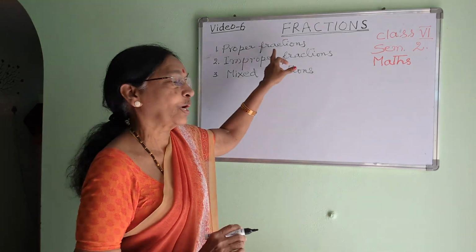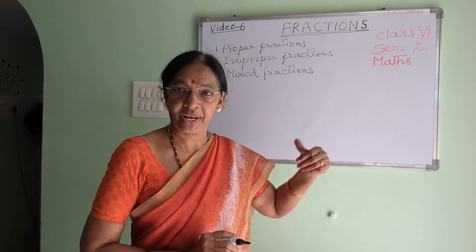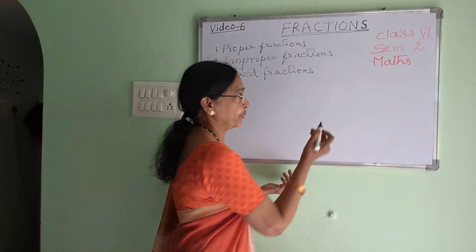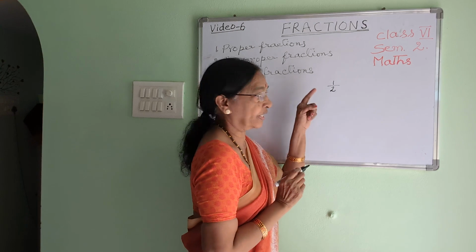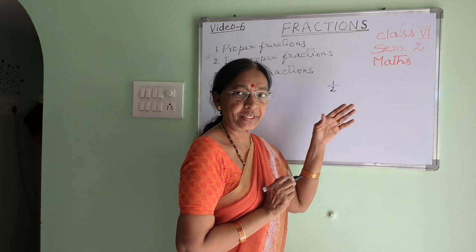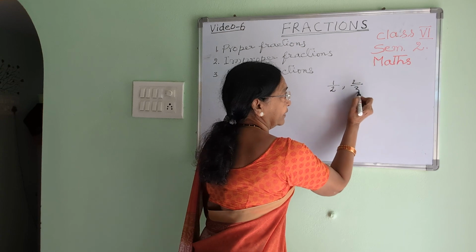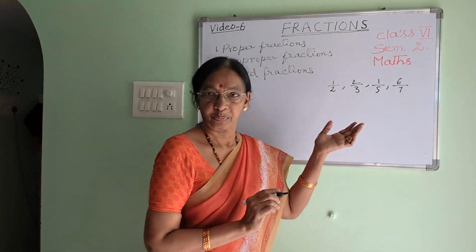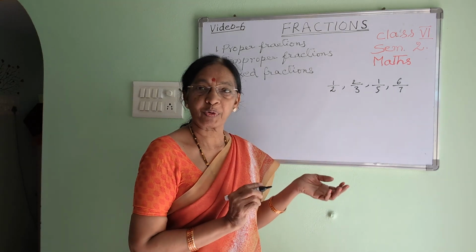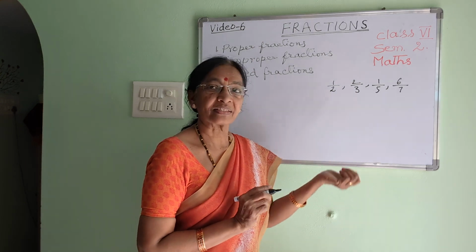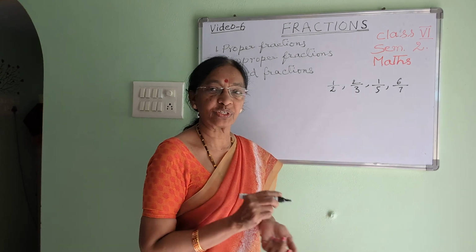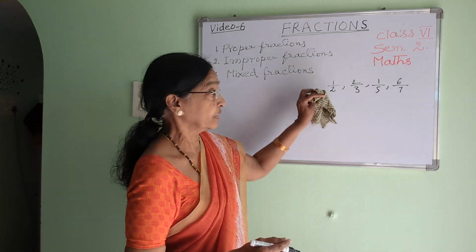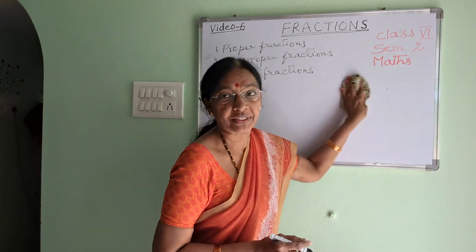Yesterday we learned about proper fractions. A proper fraction is a fraction in which the numerator is less than the denominator. For example, 1 by 2. The numerator is 1, the denominator is 2. The numerator is less than the denominator. 2 by 3, 1 by 5, 6 by 7, etc. are proper fractions. The value of a proper fraction is less than 1 and they lie between 0 and 1 on a number line. So, today we will learn about improper fractions.